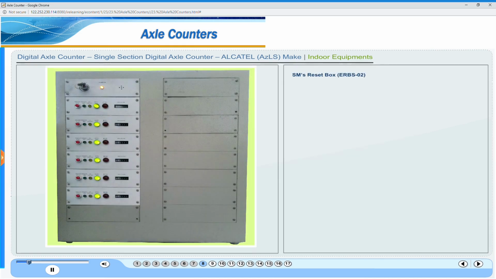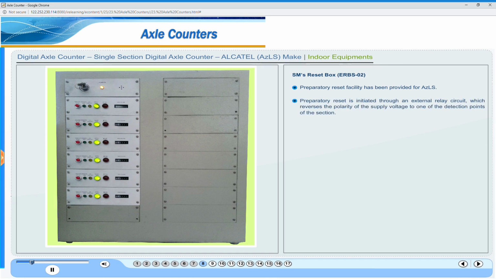SM's reset box, that is ERBS02. Preparatory reset facility has been provided for AZLS. Preparatory reset is initiated through an external relay circuit which reverses the polarity of the supply voltage to one of the detection points of the section. It can also be initiated by two buttons on the evaluator board.